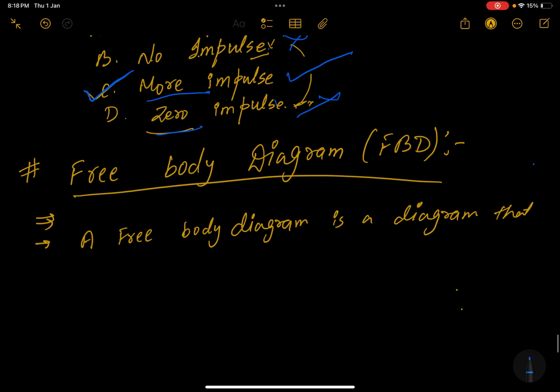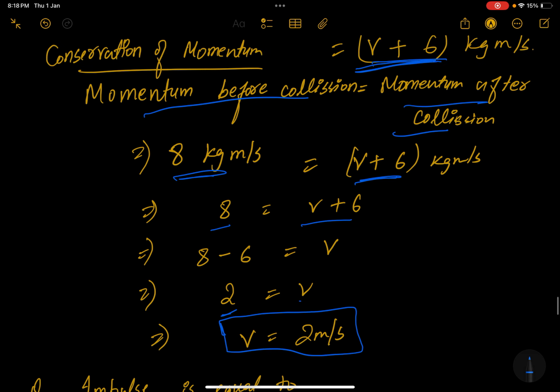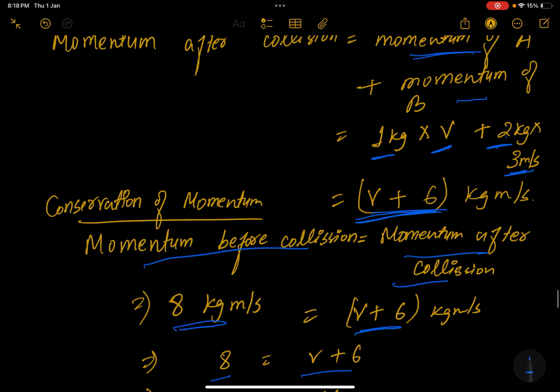So yeah, that's it for the class. You can get notes and all the things from the classroom, and try to read all the theory again and try to solve questions.